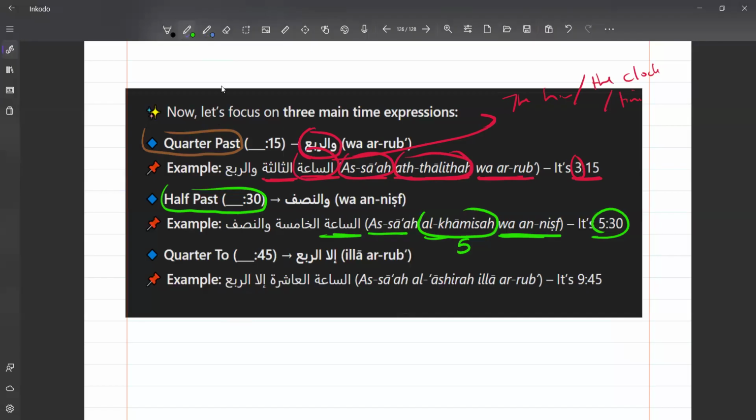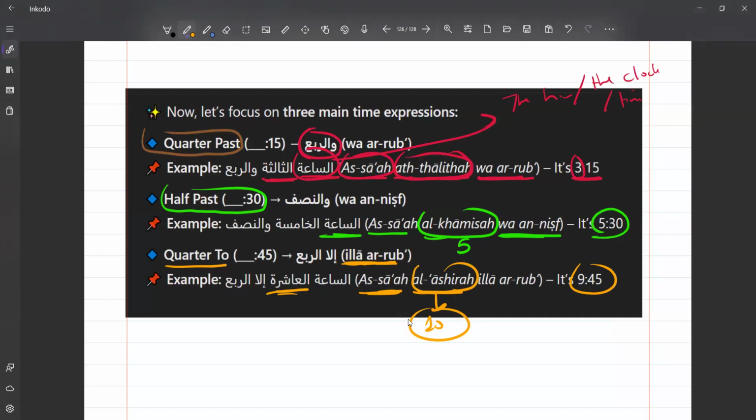Then comes the third common expression while telling time, which is quarter to. Quarter to, we'll say illa-r-rubu'. Illa-r-rubu' means quarter to. So if the time is 9:45, we will say الساعة العاشرة. العاشرة means 10 in Arabic.